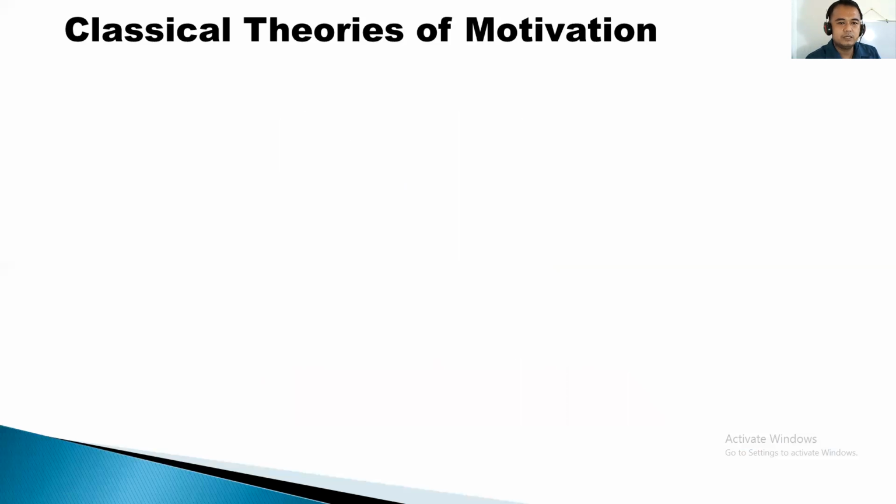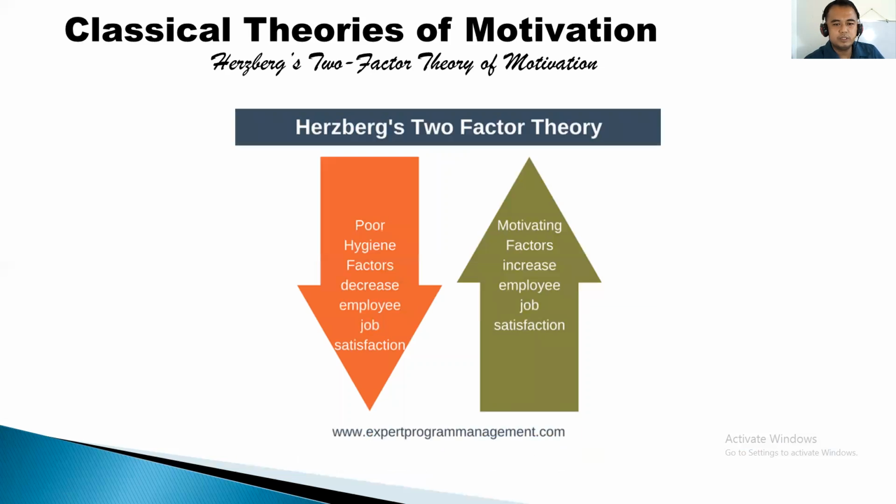Okay, how about the other one of the classical theories of motivation? It's Herzberg's two-factor theory of motivation. Managers should give employees appropriate salaries to purchase the basic necessities of life. Breaks and eating opportunities should be given to employees. So Herzberg's two-factor theory separates hygiene and motivating factors.